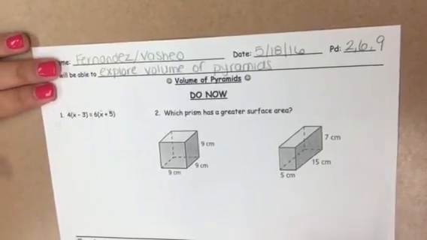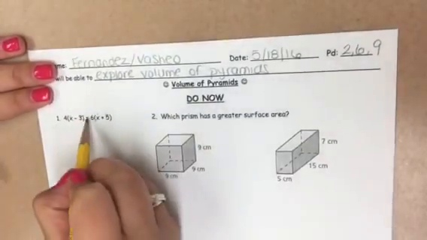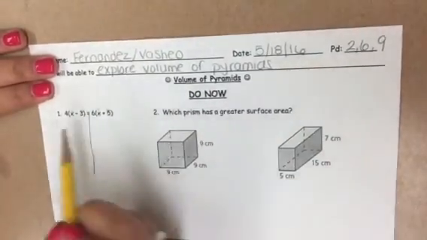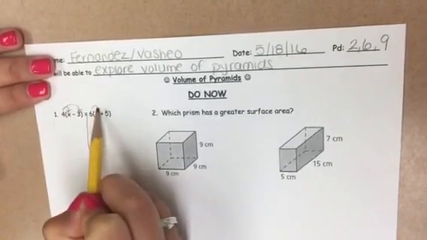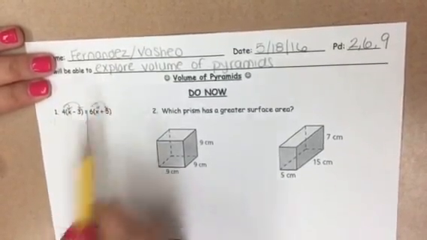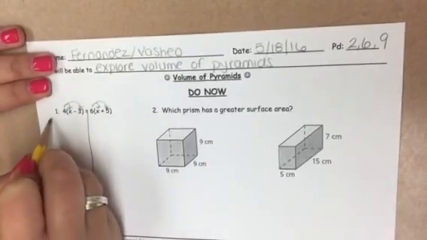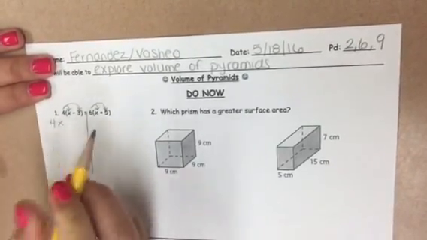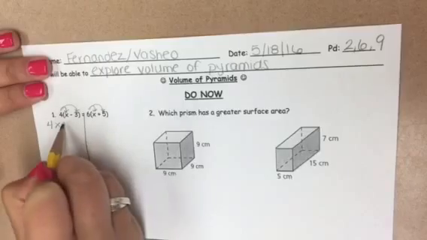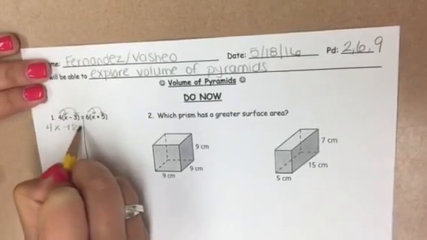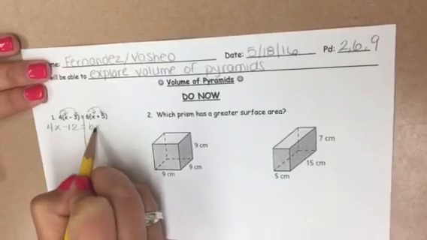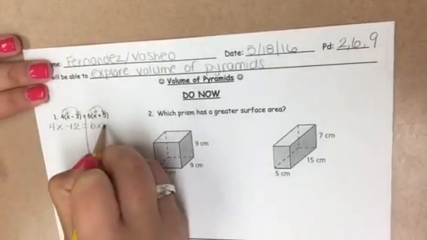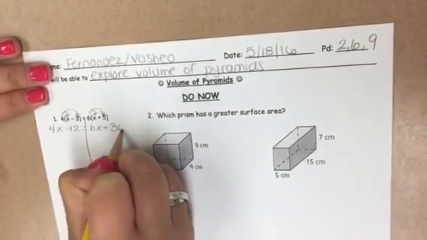For question number 1, you first use the distributive property on both sides of the equal sign. Using the distributive property is multiplication. 4 times x is 4x. 4 times negative 3 is negative 12. Equals 6 times x is 6x. 6 times 5 is a positive 30.